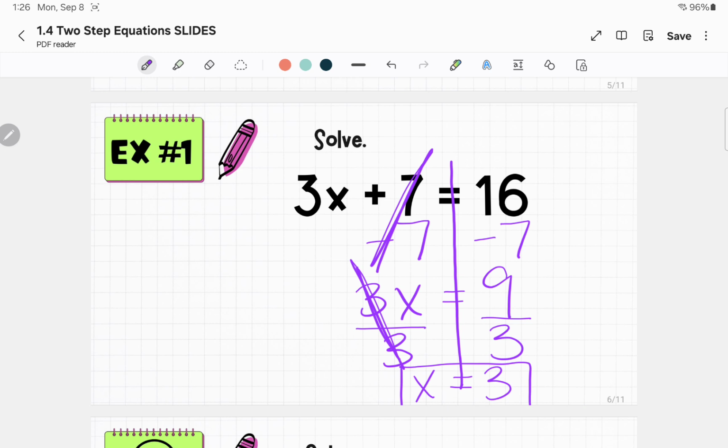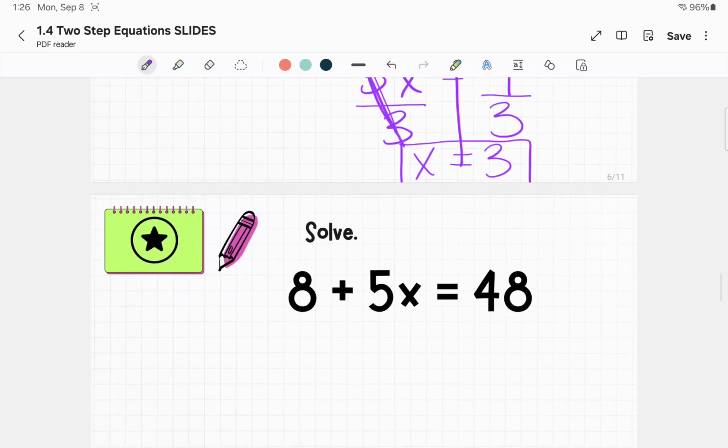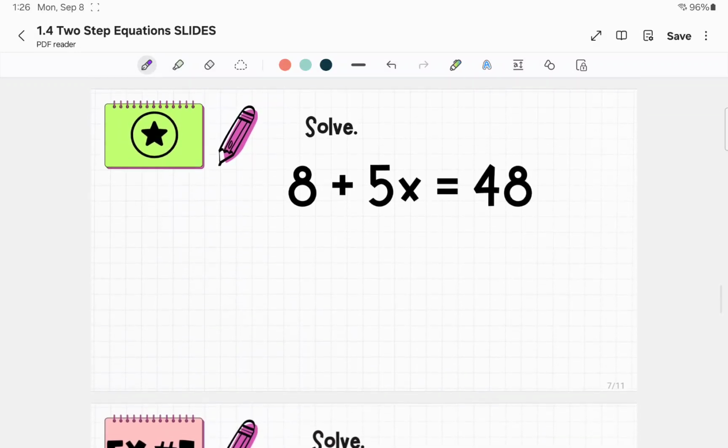Once you have x equals a number, or whatever the variable is, then you are done, and you can box or circle your answer. So I want you to go ahead and pause the video after I slide. There you go. I want you to pause the video and try this one on your own. Go ahead.